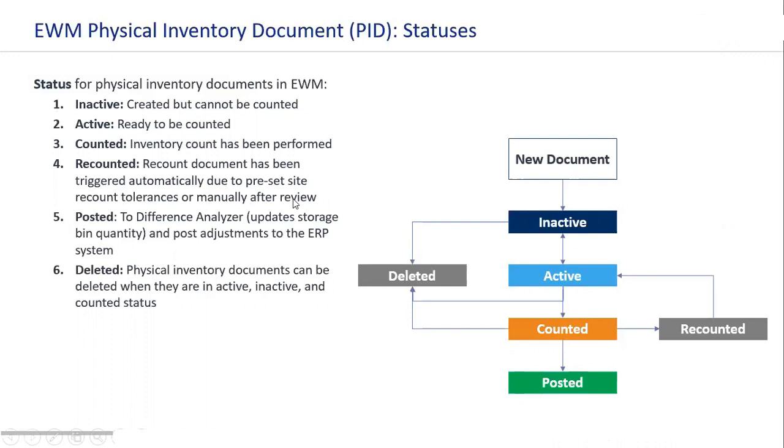So again, a warehouse operator, the roles and responsibilities will be set within the EWM. So if you had 1,000 kilograms on a pallet in a storage bin, and an operator counted it and said there was only 250 kilograms, it would generate a recount document. That wouldn't just go through. That would need to be recounted and then reviewed. Then you've got posted, so it's to the difference analyzer, which updates storage bin quantity and posts adjustments to the ERP system. And you can also delete physical inventory documents if they're not relevant or you've created one by mistake.